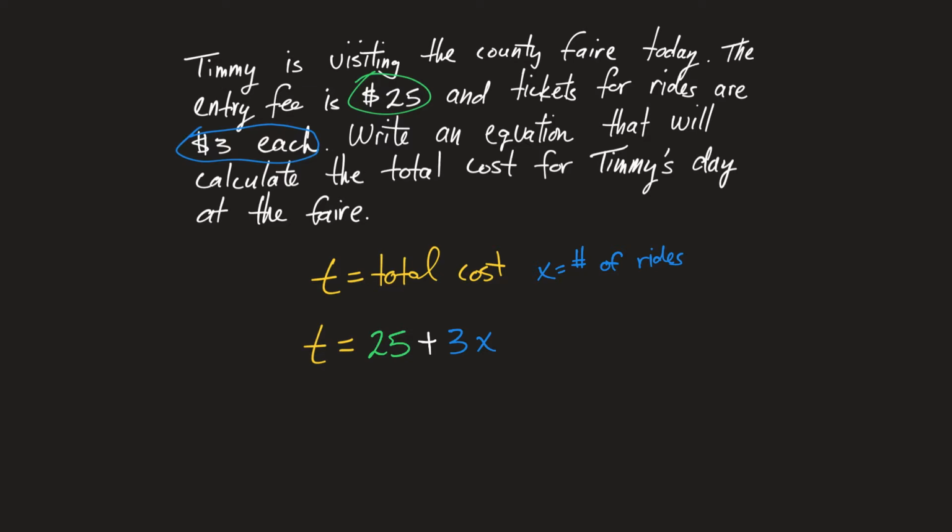And so in the end, this is our two-step equation that we have come up with that will describe the situation above for Timmy and the fair.